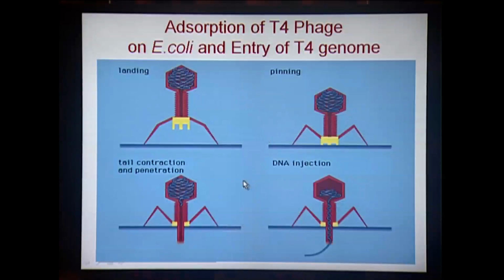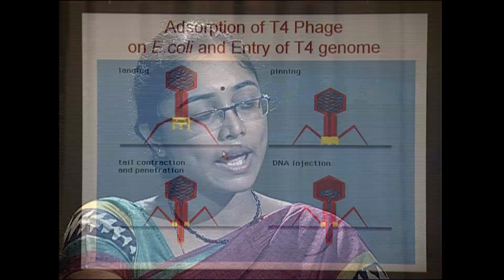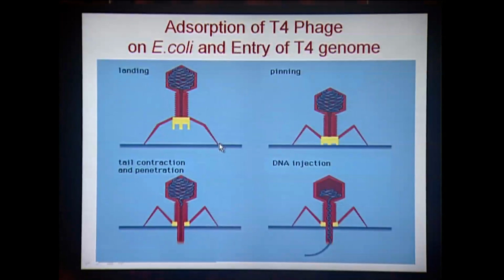Now, T4 uses bacterial cell surface proteins and polysaccharides as the receptors. The tail fibers contact the receptors, the base plate settles down on the bacterial cell surface, the sheath becomes wider and thicker, and the protein attached to the base plate has lysozyme-like activity. It lyses the bacterial surface and the tail is injected into the membrane, and the DNA which is present inside the head is injected inside the cell.